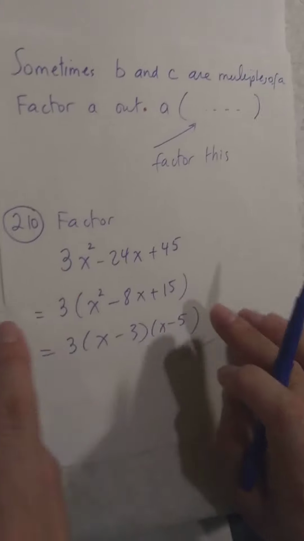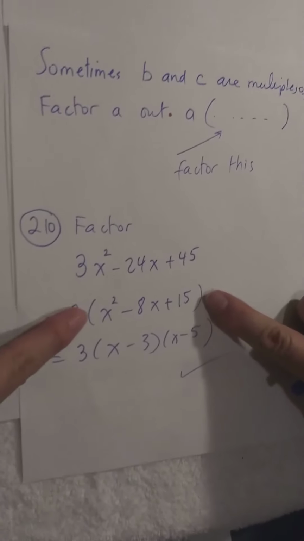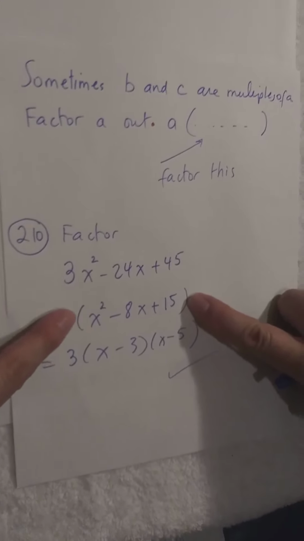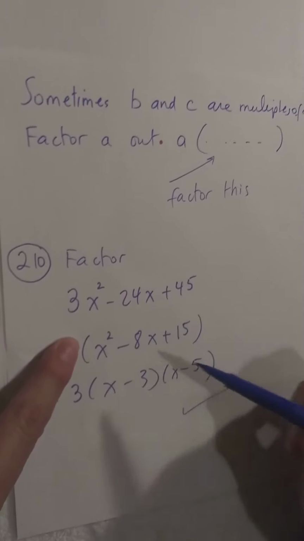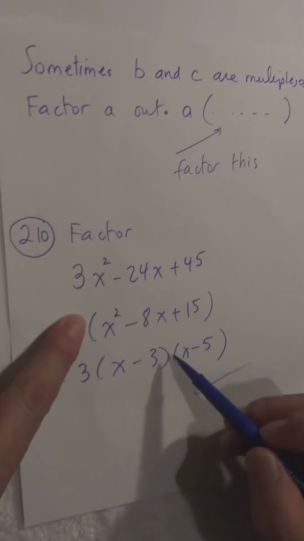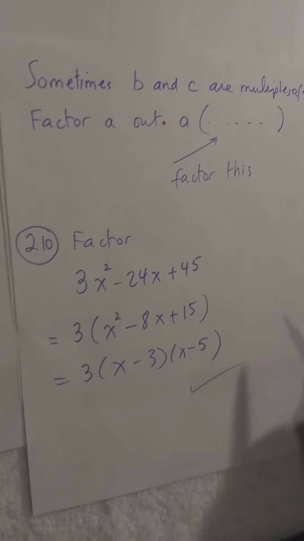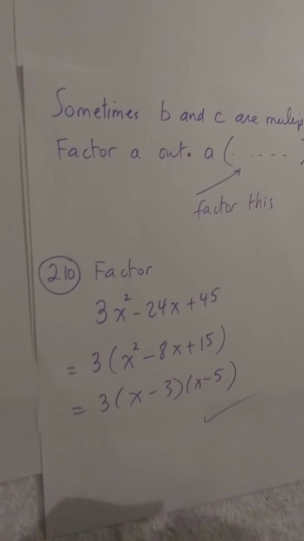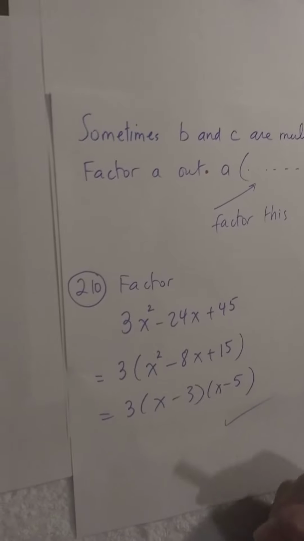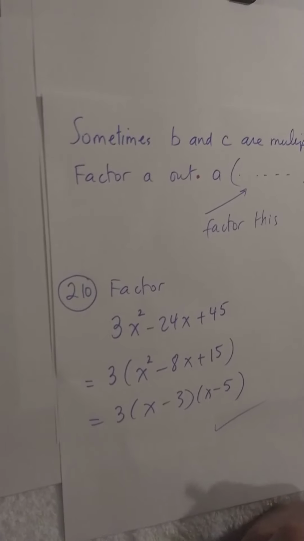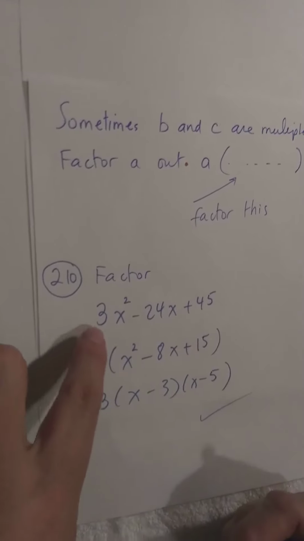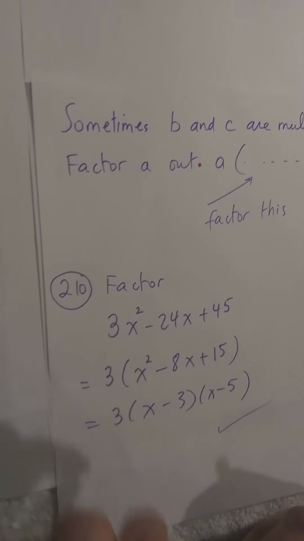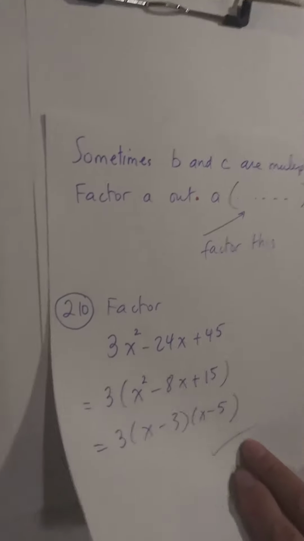So now the 3 is out, and we factor this polynomial, which starts with a 1. We're looking for two numbers with product 15 and sum minus 8, and those will be minus 3 and minus 5. So this is done without having to use the middle term splitting method. But if these two numbers are not multiples of this number, then we can't just factor like this. We'd have to use middle term splitting.